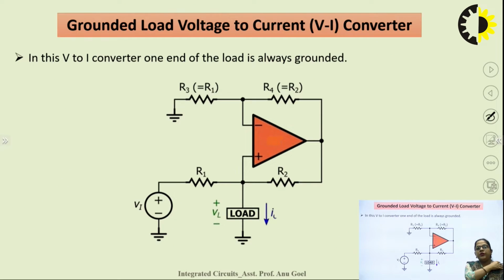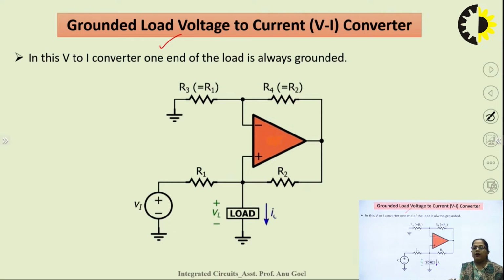The next configuration of V2I converter is the grounded load V2I converter. What is a grounded load V2I converter? As the name indicates, any one terminal of the load must be directly connected to the ground. If in the circuit where the load is connected, any one terminal of that load is directly linked to the ground, then that configuration of V2I converter is called a grounded load V2I converter. This is the meaning of this term. So, here we have this circuit configuration for our grounded load V2I converter.